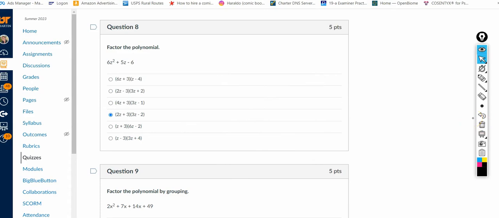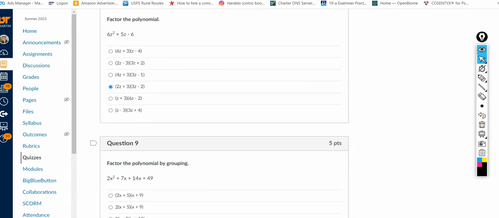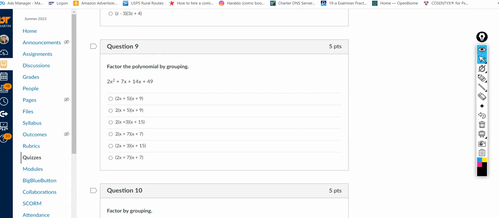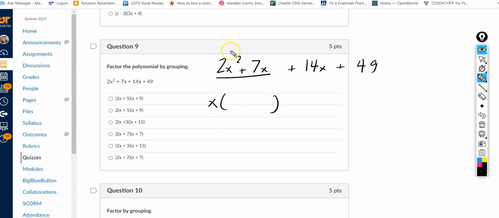All right, so let's keep moving on. Let's do this by grouping, because the 4 terms in and of themselves have nothing in common. If I look at these, I can factor out an x. And what's left? Well, if I divide this by x, I'm left with 2x. And if I divide that by x, I'm left with 7.